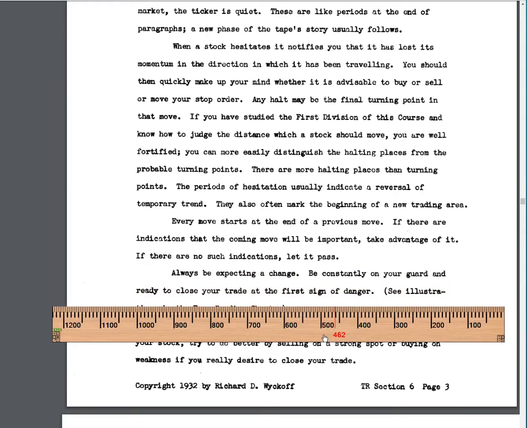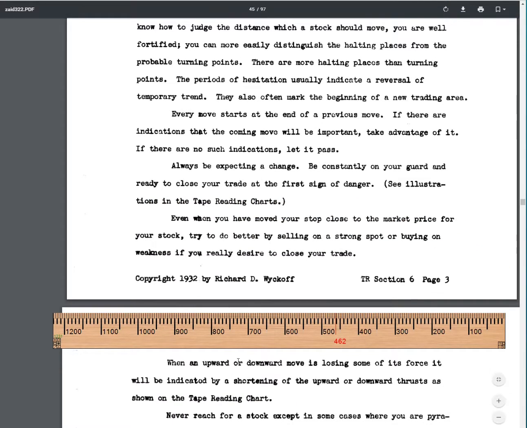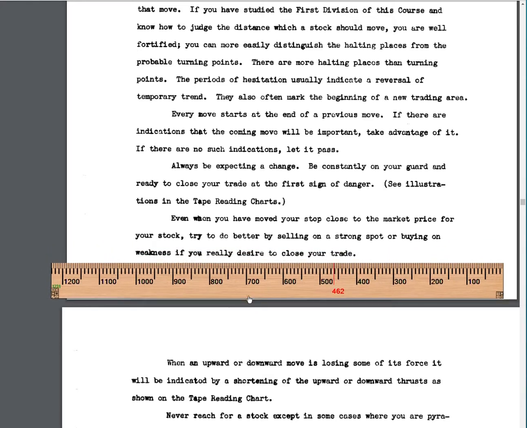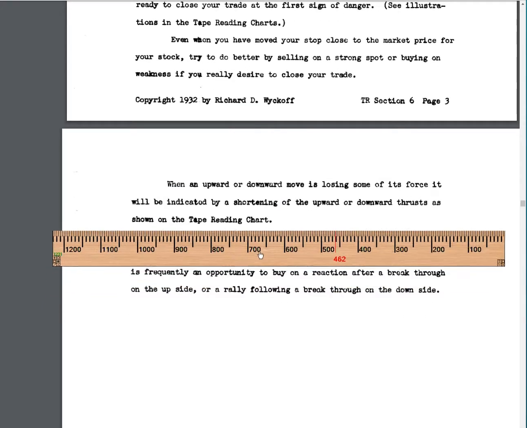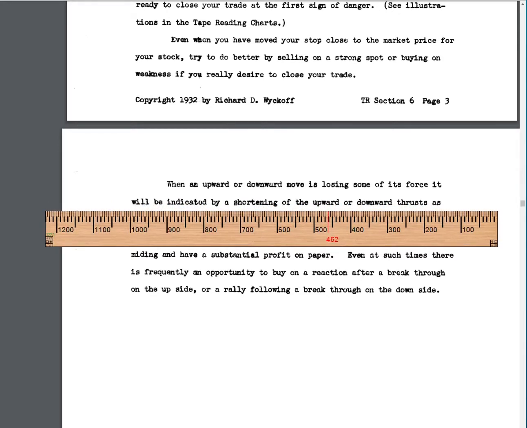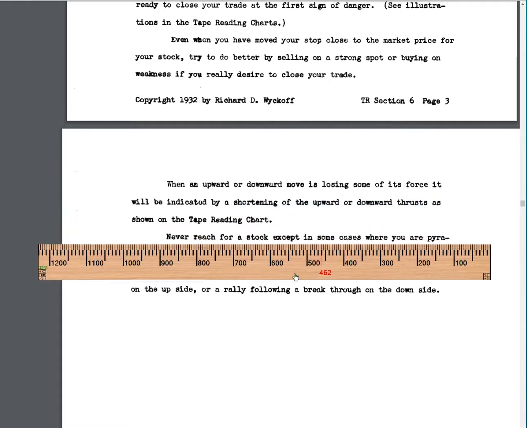Always expect a change. Be constantly on your guard and ready to close your trade at the first sign of danger. Even when you have moved your stop close to the market price for your stock, try to do better by selling on a strong point or buying on weakness if you desire to close your trades. When an upward or downward move is losing some of its force, it will be indicated by a shortening of the thrust.